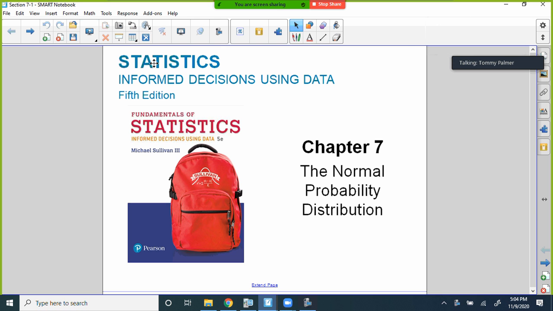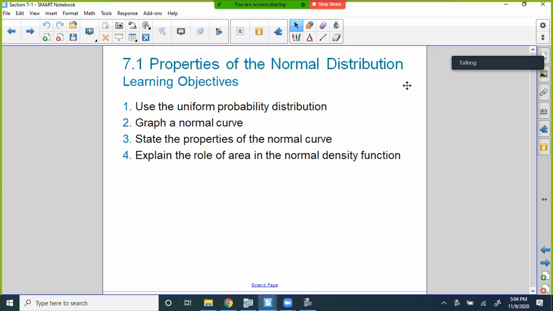All right, Chapter 7, Section 1. We're going to look at the uniform probability distribution. We'll talk about what that means and what it looks like. We'll look at normal curves, and then we'll look at the properties of a normal curve, and then we'll explain the role of area in the normal density function. Okay, so we're really going to be looking at setting up the basis, the foundation for normal distribution, right?